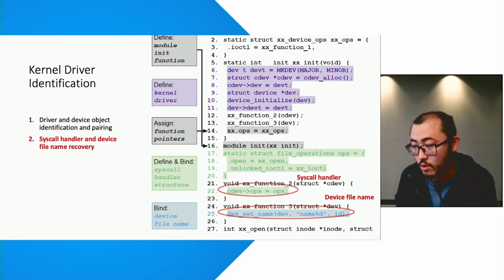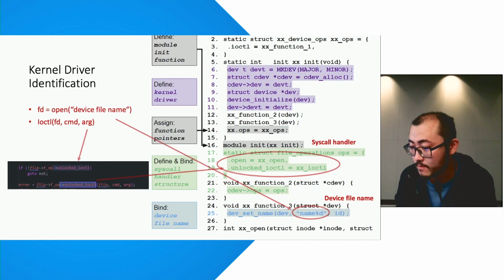Syscall handlers are stored in the file operation structures, which are assigned to the driver object in line 22, and the device file name is stored in the device object in line 25. So when there are Syscall open and Syscall IO control from user space on the device file in line 25, they would finally call the Syscall handler at lines 18 and 19.